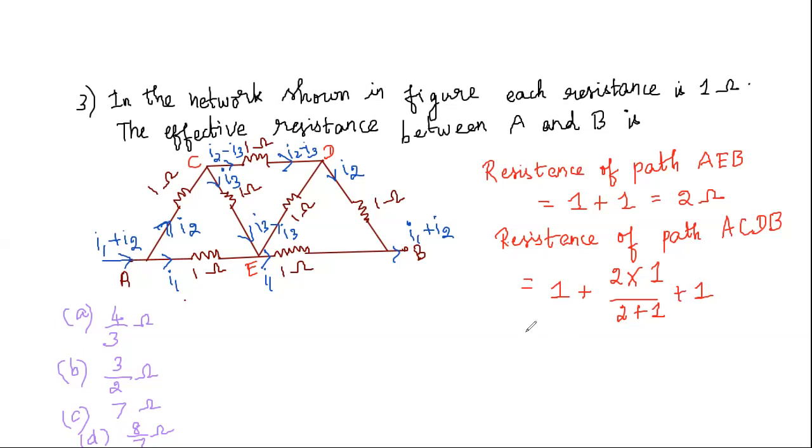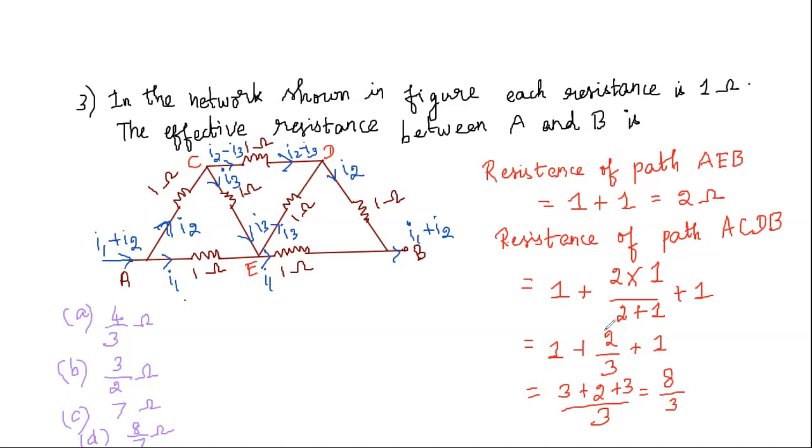So here it will be 1. So this one and this 2 into 1 and one more 1 ohm. Okay. So all of these are in series here. So 1 plus 2 divided by 3 plus 1. So you have to take LCM, 3 plus 2 plus 3 divided by 3. It will be 8 by 3 ohm. 8 by 3.